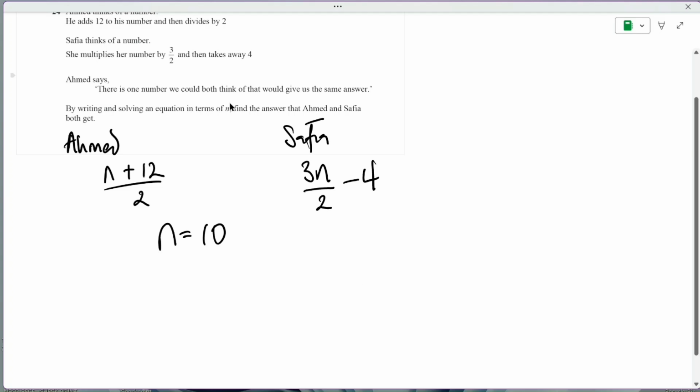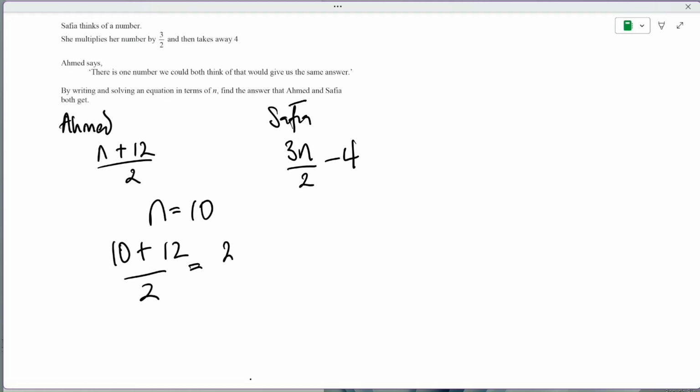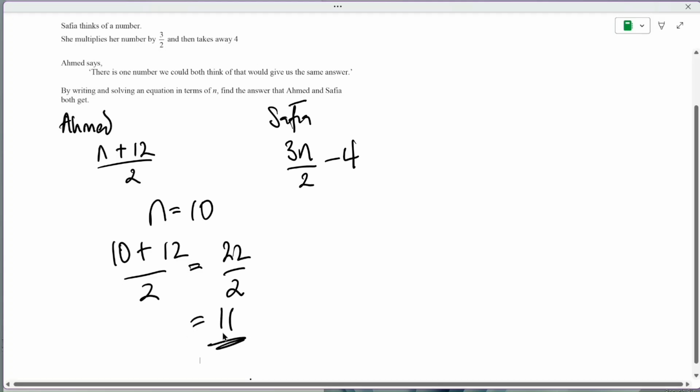As suggested by Ahmed, there could be a particular number that they could think of and apply their separate equations to get the same answer. So we do a test. We start with Ahmed first. You know, n is 10, and for Ahmed, it's the number plus 12 over 2, where the number is 10. So you have (10 plus 12)/2. 10 plus 12 is 22. You have 22 over 2. 22 divided by 2 is 11. The answer is 11.